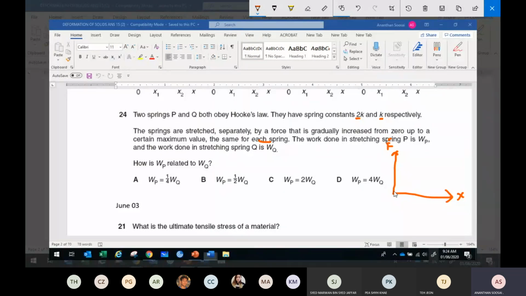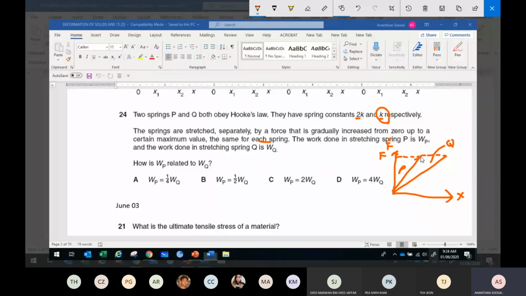So P goes like this. Let's say the force applied is F. Q also has the force F applied. This is the graph of P, which has a spring constant 2K. Will the graph have less gradient or more gradient? Q must be less gradient, right? Because small k, so the Q graph is going to be less gradient. But both of them were stretched with the same force. So this is your Q.